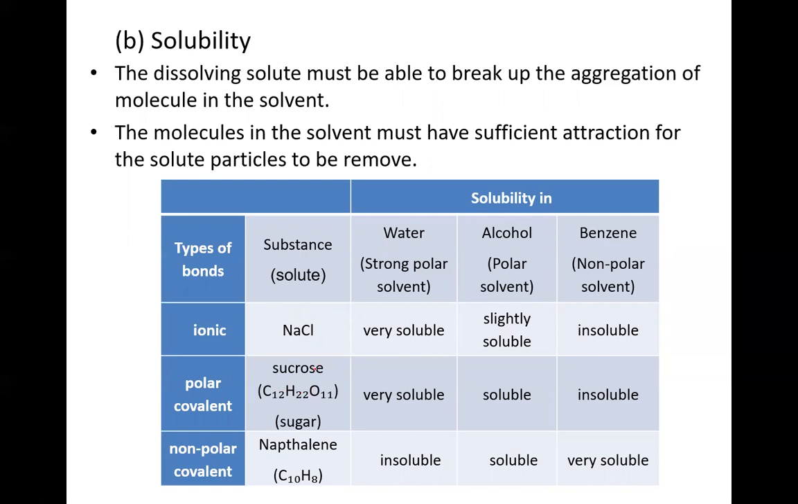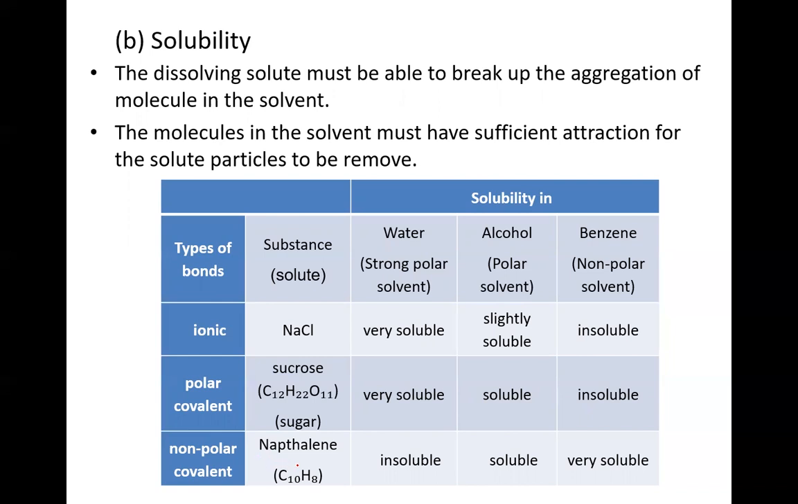We look at a polar covalent substance, which is sucrose. Sucrose is a polar covalent molecule. When dissolved in water, which is a strong polar covalent solvent, it is very soluble. When dissolved in alcohol, it is also soluble. When dissolved in a non-polar solvent, it is insoluble.